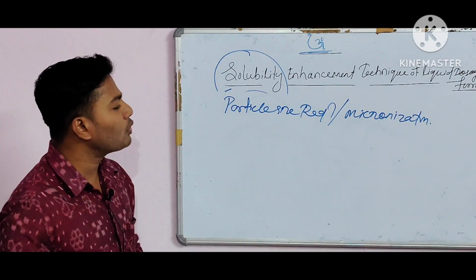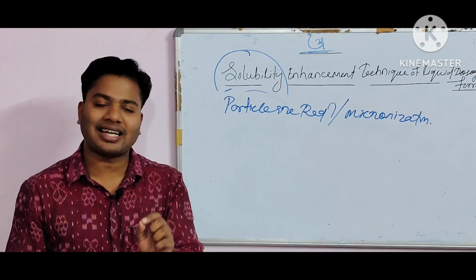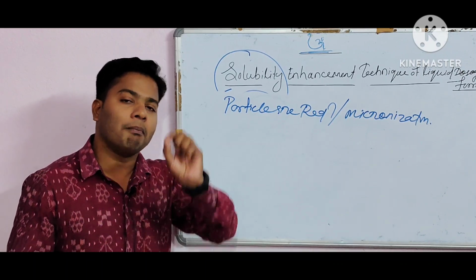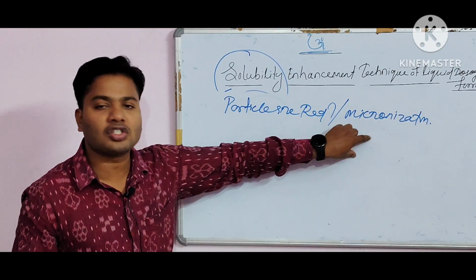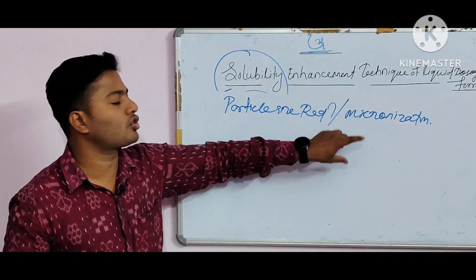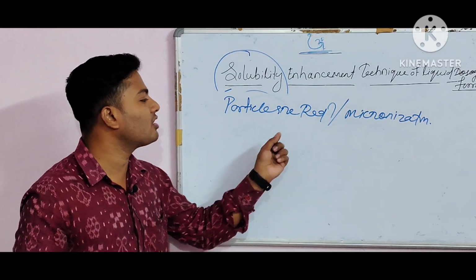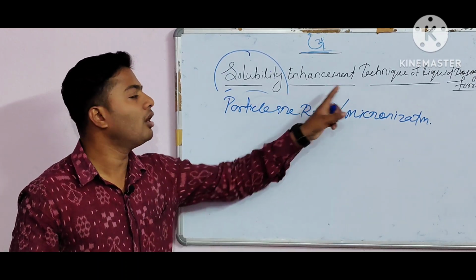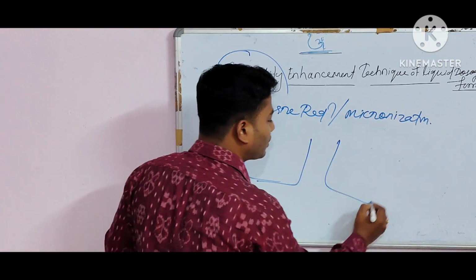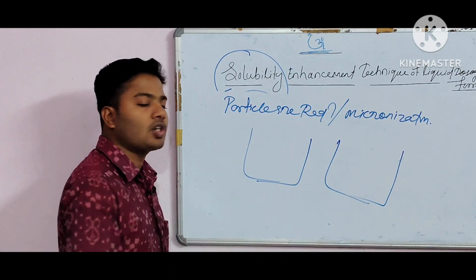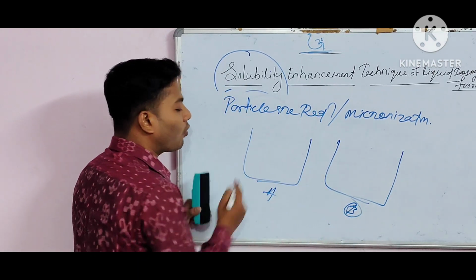According to the name, you can easily understand. Definitely you have to reduce the particle size, or micronize the particles. After reduction of the particle size or micronization, it definitely enhances the solubility of poorly water soluble drugs. So let's see how. I'm giving one example so that you can easily understand. There are two beakers, one is beaker A, another one is beaker B.